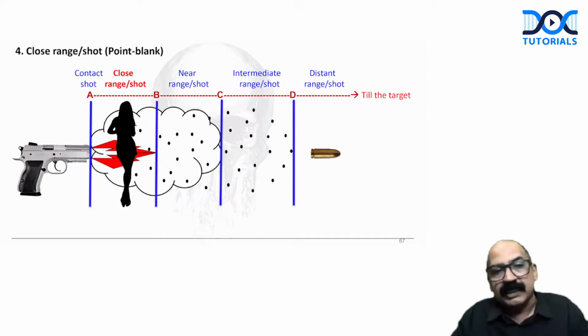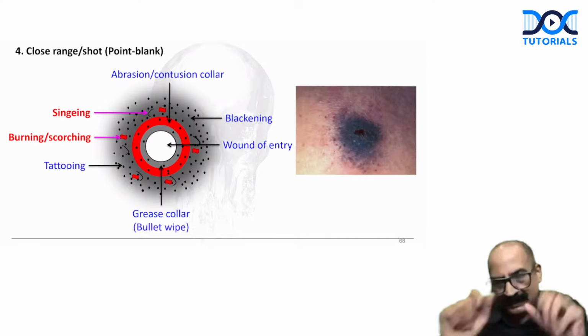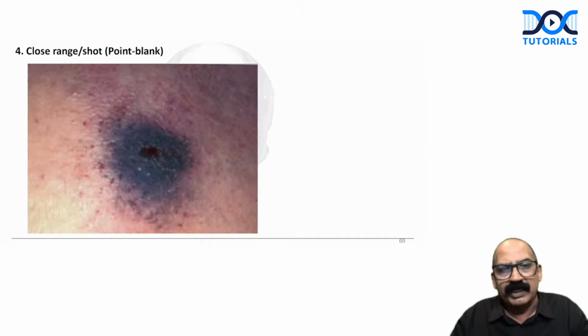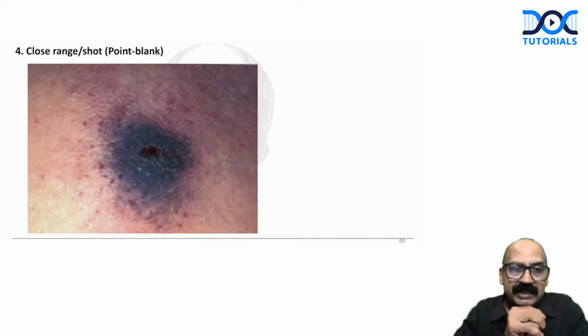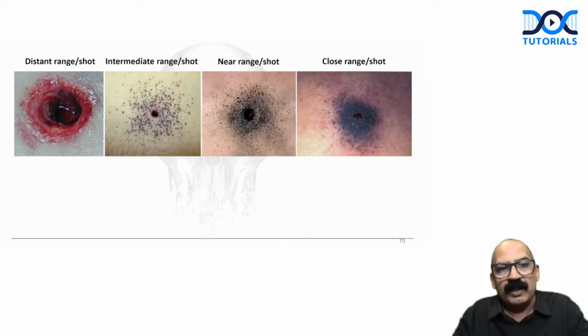In addition to that, there will be singeing of the hair and burning of the skin. Look here. You can see the burnt skin. Or look here, the enlarged picture. You can see the burning. That is close shot. Now you see the difference between these four: the distant range, intermediate range, near range, and close range. Okay. Contact shot.